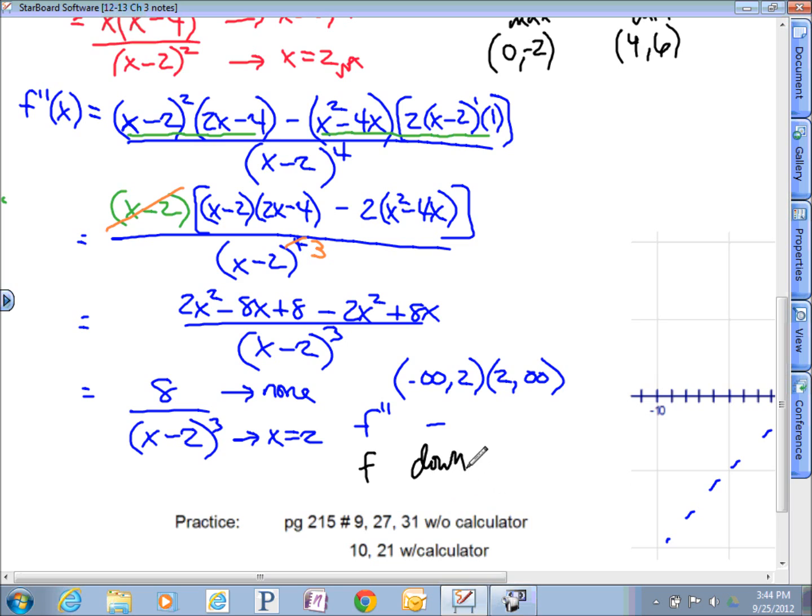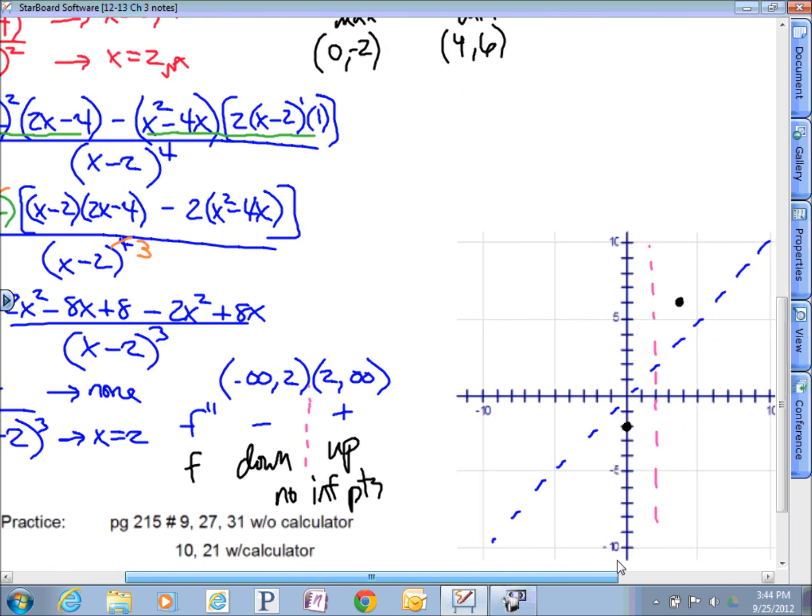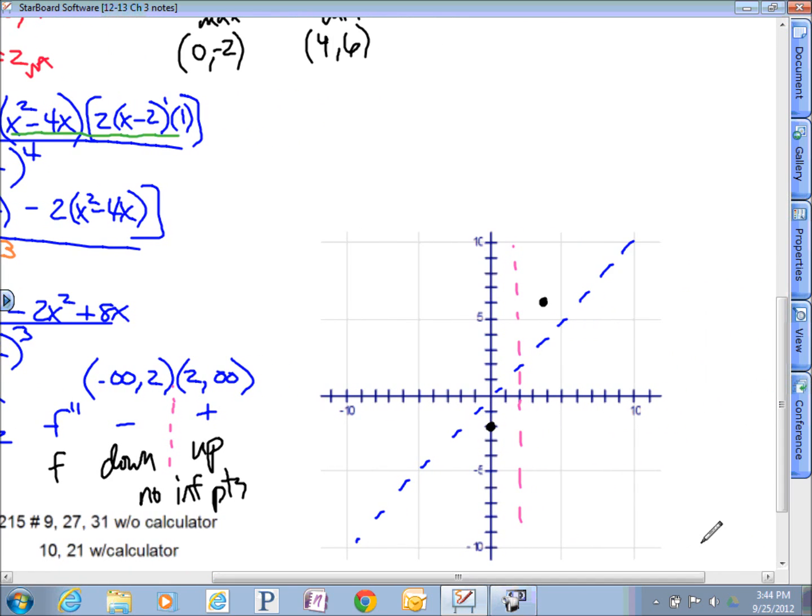And if I plug in a number like 3 into that second derivative, I'm going to get a positive on the top and a positive on the bottom, which means this function is going to be concave upward. And there's no inflection points because, again, we have a vertical asymptote at x equals 2. Therefore, it's a place where concavity does change, but it's not a point, so therefore it's not really an inflection point.